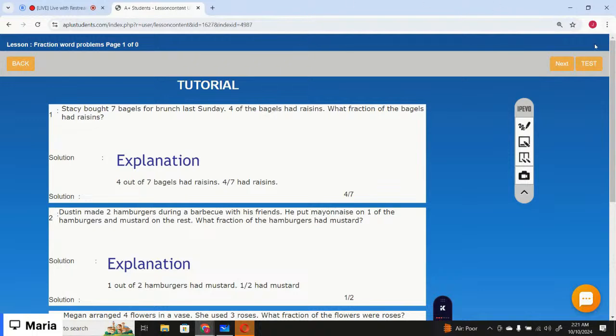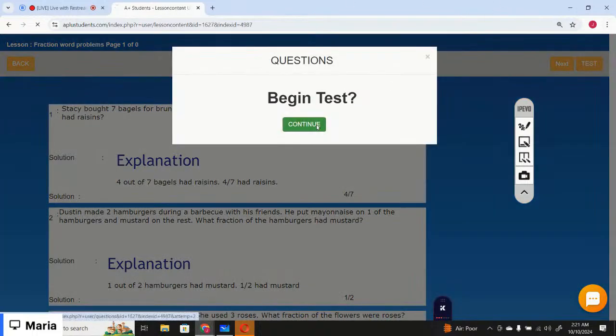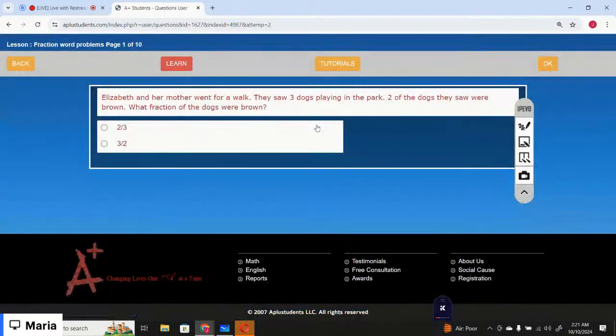Okay, let's just start with the test questions. Elizabeth and her mother went for a walk. They saw 3 dogs playing in the park.